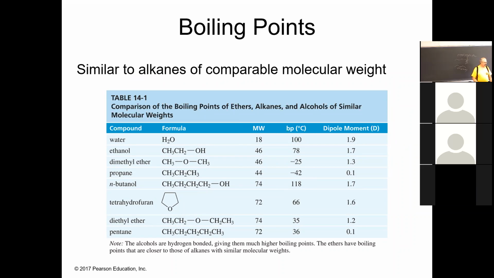Okay, compared to alkanes of comparable molecular weight, and then water and ethanol here are added for comparison. If we compare dimethyl ether with propane, we can see that dimethyl ether has a little bit higher boiling point, not much. It is a gas at room temperature. Its boiling point is much lower than ethanol or water. Okay, and that's because these can hydrogen bond, but dimethyl ether cannot.